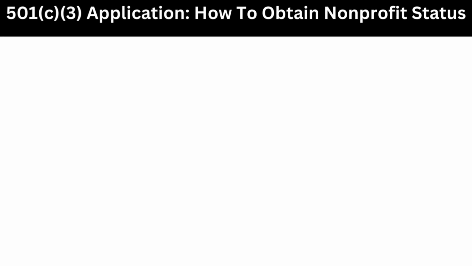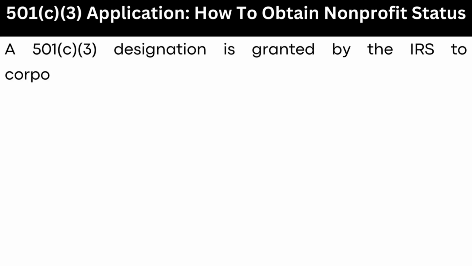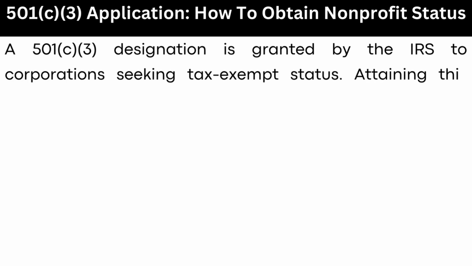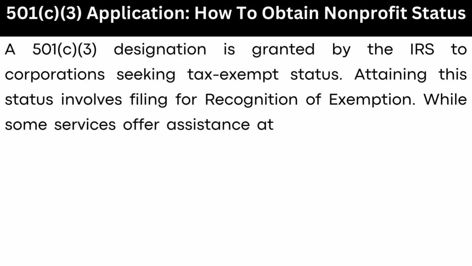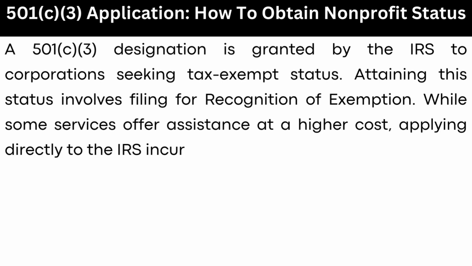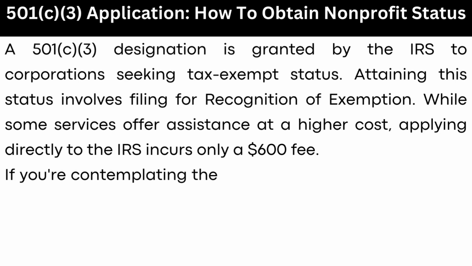501c3 application. How to obtain non-profit status. A 501c3 designation is granted by the IRS to corporations seeking tax-exempt status. Attaining this status involves filing for recognition of exemption. While some services offer assistance at a higher cost, applying directly to the IRS incurs only a $600 fee.